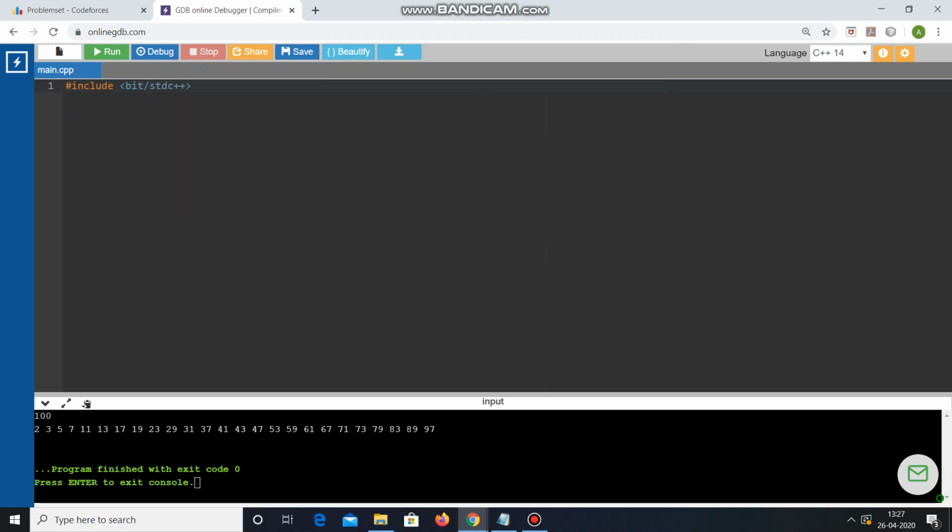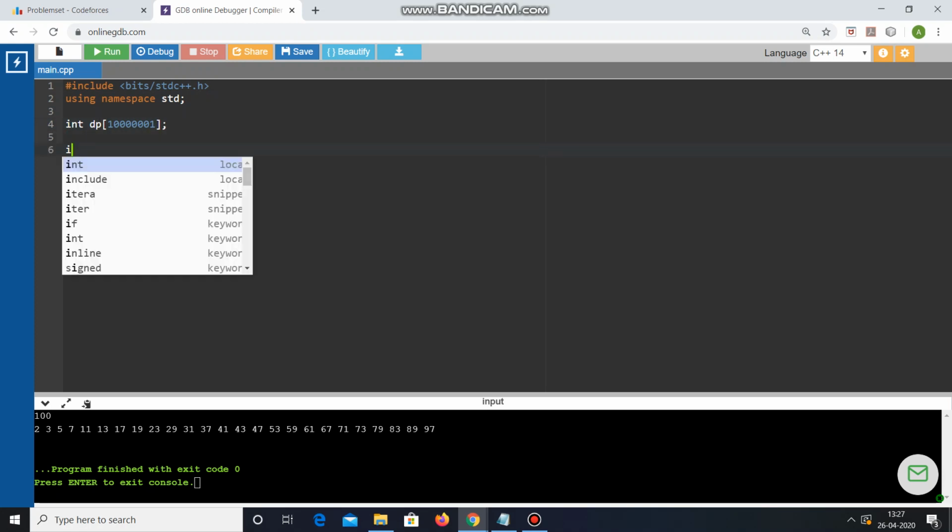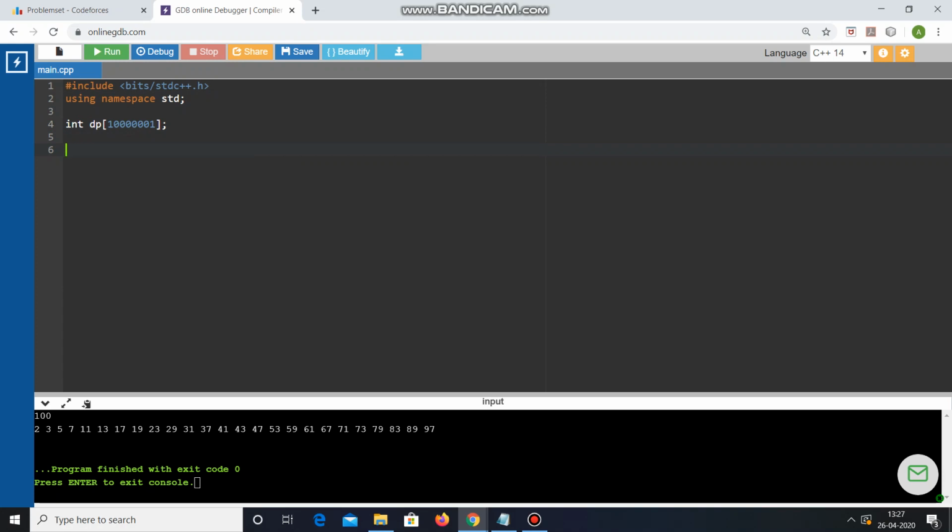So I'm using C++ because I'm very familiar with it. You can implement this in C also. Now we have an array dp, which is going to store up to 1 crore numbers. Now we are going to write void sieve. Initially we assume all those numbers are prime, so you can set dp to 1 for the whole size of the array and assume that it's all prime.